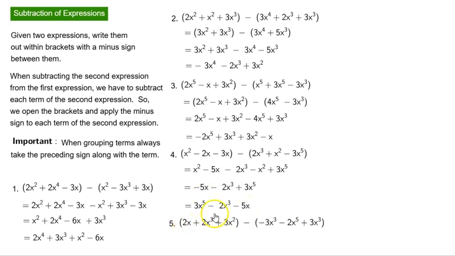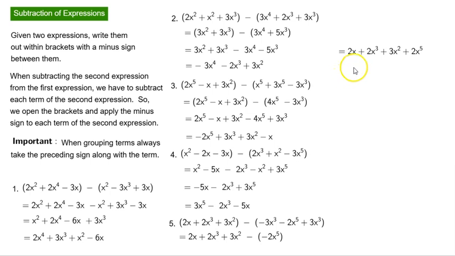Now we have 2x plus 2x cube plus 3x square minus 3x cube minus 2x to the power of 5 plus 3x to the power of 3. Now here you don't have like terms, but here we have like terms. Minus 3x to the power of 3 plus 3x cube. They cancel out and we are left with minus 2x to the power of 5.